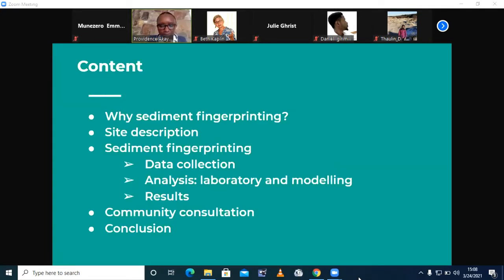So the content of this presentation: I will explain why we conducted sediment fingerprinting, so we understand what it consists of. I will describe the study area, and we will go into details about the sediment fingerprinting approach. I will include the community consultation that we did after the scientific research, and I will conclude by sharing the take-home message.